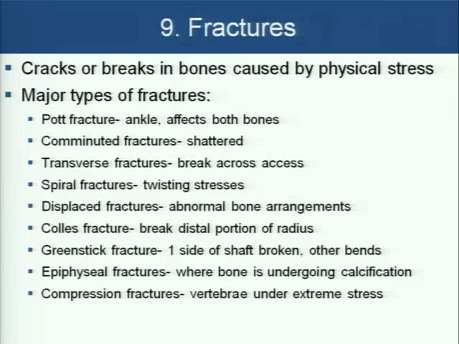Okay. Fractures. So this is any kind of cracks or breaks in the bones. These are all the major types that are in here. Pott fractures are for your ankle. Comminuted, a shattered bone. Transverse, just like a transverse section right across. Spiral would be a twisting one. Displaced, displaced bone. Colles was from the radius. Greenstick, this is one side of the shaft is broken, the other side is bent. Epiphyseal fractures, this is where the bone is undergoing calcification. And then compression, which is usually the vertebrae.